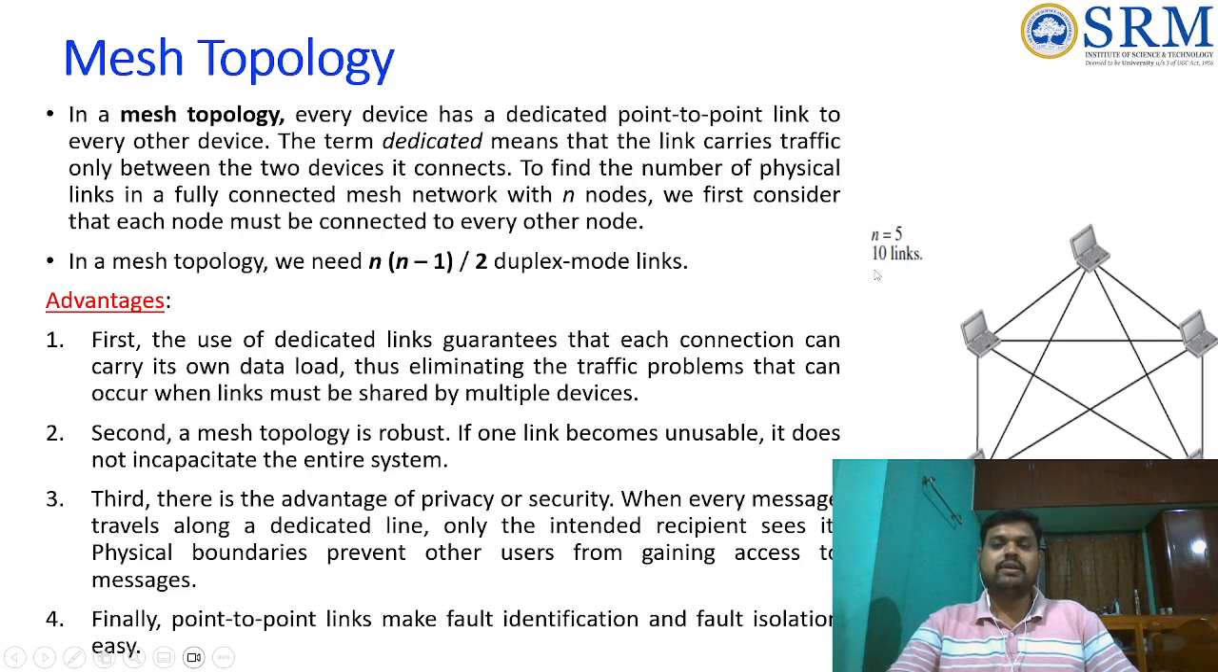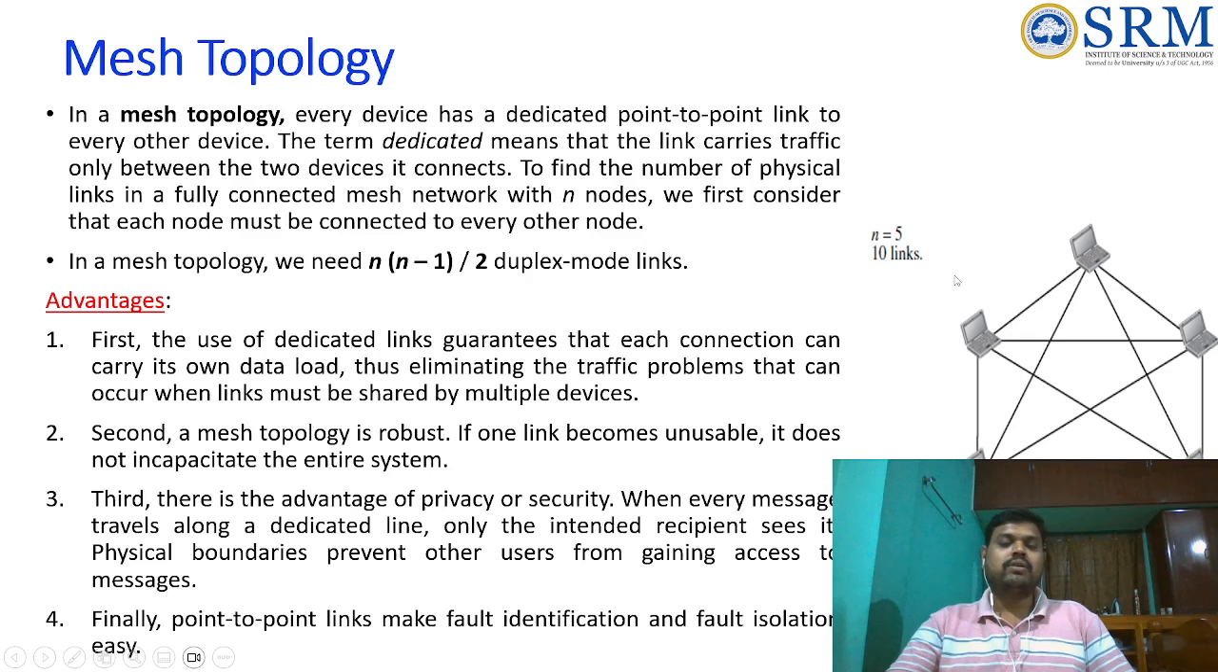In mesh topology, the number of connections required is generally n into n minus 1 by 2, where n is the number of nodes or devices in the network. In this case, we have 5 systems, so n is equal to 5. Putting in the value, 5 into 5 minus 1, so 5 into 4 is 20, divided by 2, which is equal to 10. So for 5 systems, it requires 10 links.